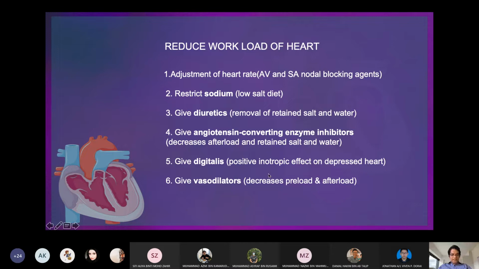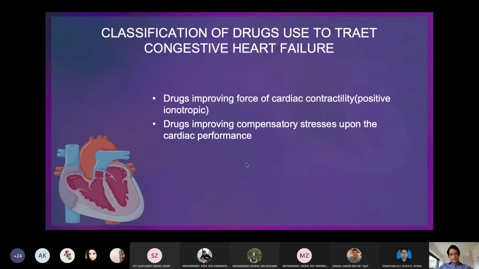It actually can increase the heart rate, because if you get a patient with a very compromised heart, maybe phase 2 or grade 3 heart failure, you will see they have bradycardia. Okay, so then you have to increase or adjust their heart rate. Now, there are actually three drugs we are giving for improving the cardiac contractility.